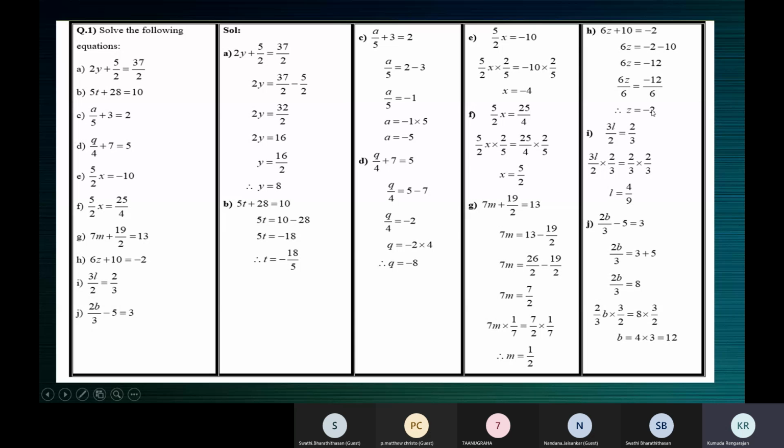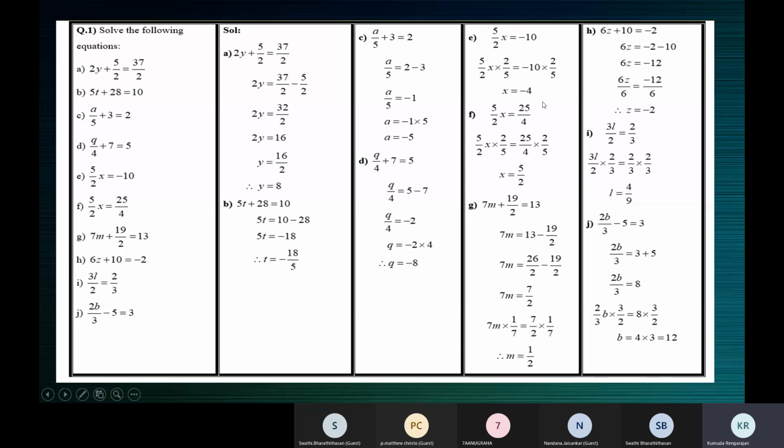12 by 6 is 2. And minus divided by plus is minus. Same rules as for multiplication. Multiplication and division, same rules. When you multiply minus into plus, it is minus. Minus divided by plus is also minus. The rules with respect to the signs are the same for multiplication and division.